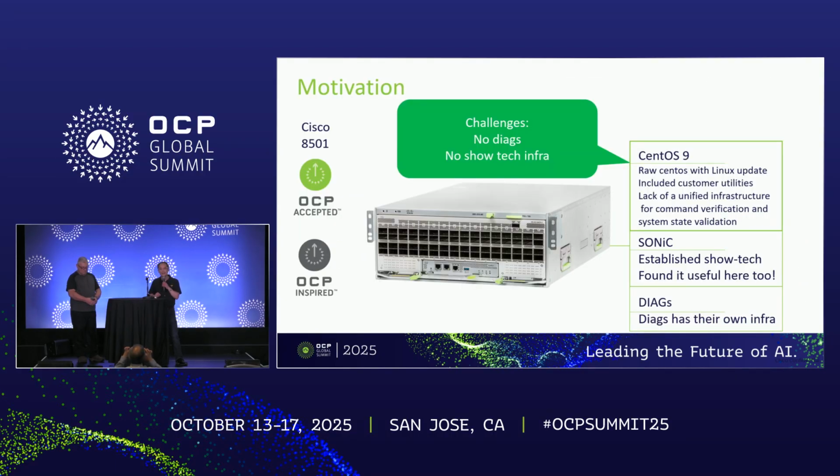So why did we create Fast Verify? The primary driver was the critical need for robust and efficient verification on platforms like the Cisco 8501, particularly those that run CentOS 9. We face significant challenges with traditional validation methods. With raw CentOS installations requiring updates and custom utilities, there was a clear lack of a unified infrastructure to efficiently verify commands and system states.